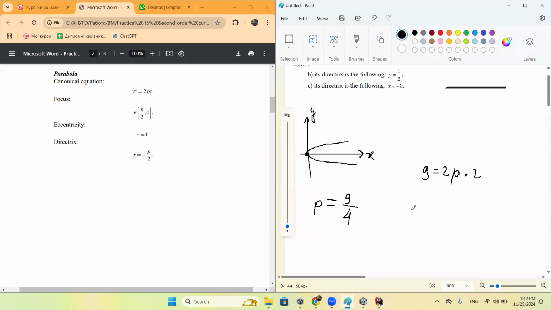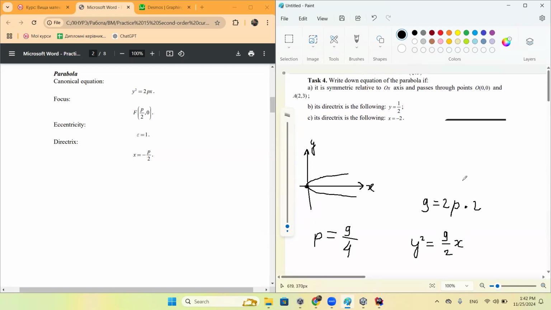So then the canonical equation is the following. y in power of 2 equals 2 by 4x, 2 by 9x. And this is the answer. So parabola is quite simple in this way, in this meaning.